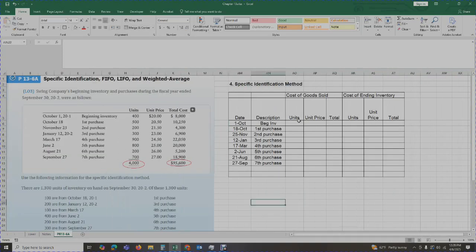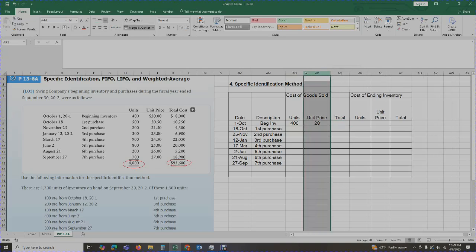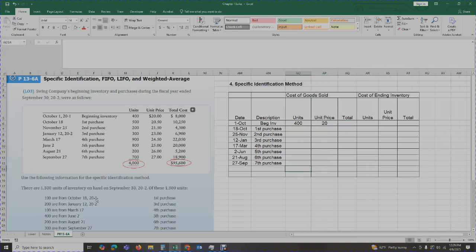Okay, so let's look at our beginning inventory. Our beginning inventory was not touched, so we're going to keep the entire 400 units. That is what is sold. So we didn't keep anything from our beginning inventory. If we didn't keep it, that means we sold it. So at the beginning inventory, I had 400 units at $20, which we are going to sell. Remember, we are only keeping these down here.